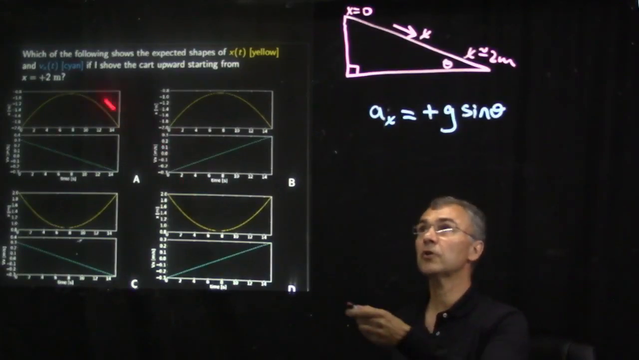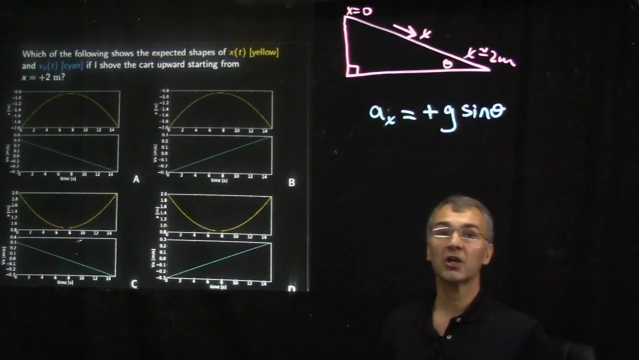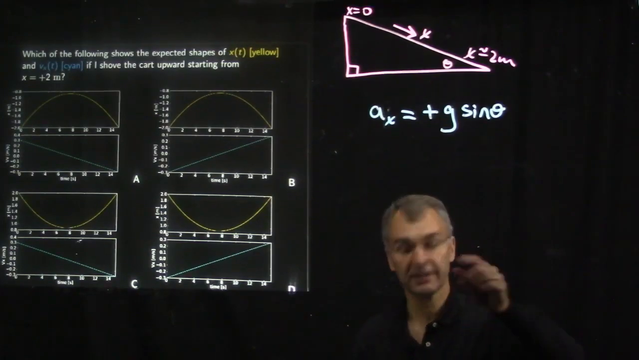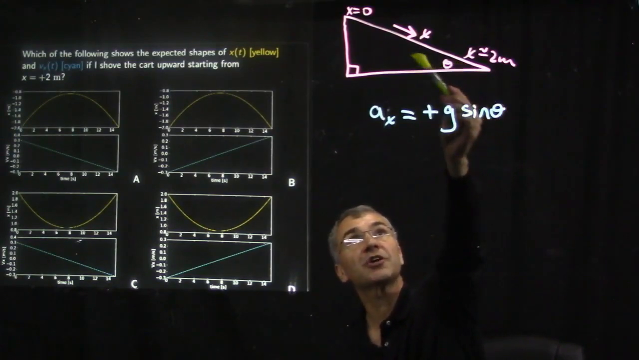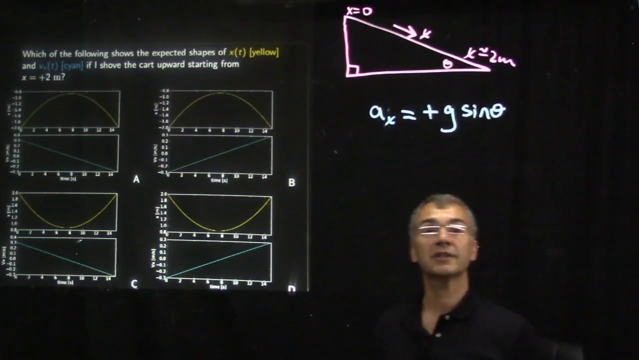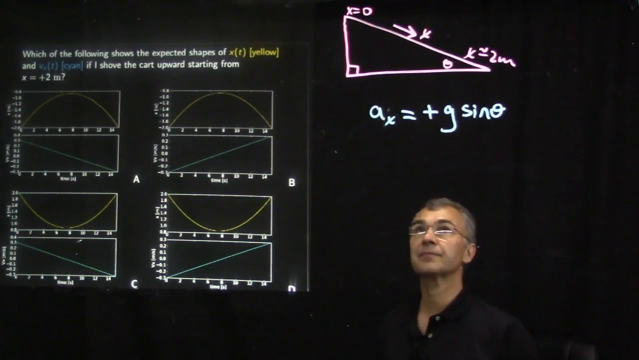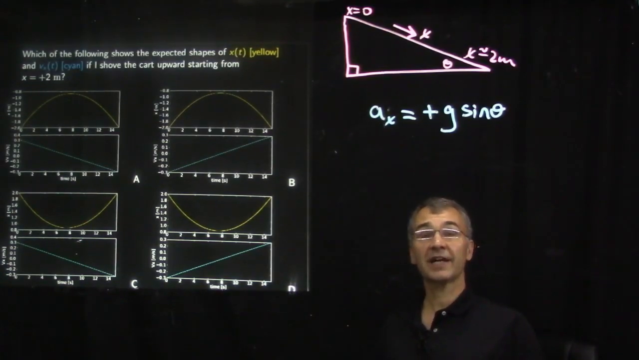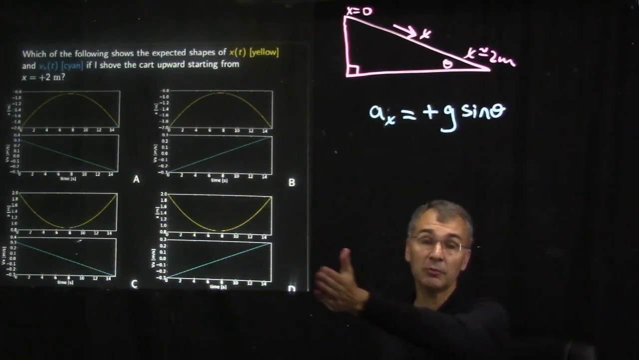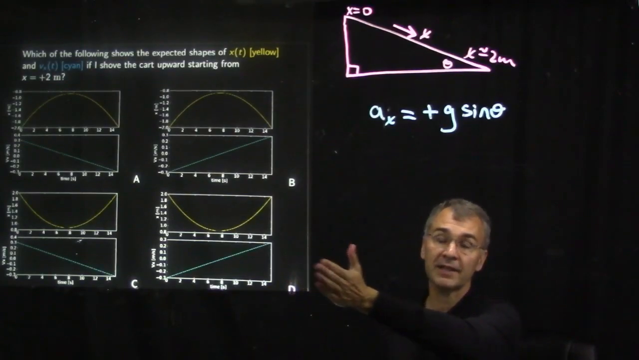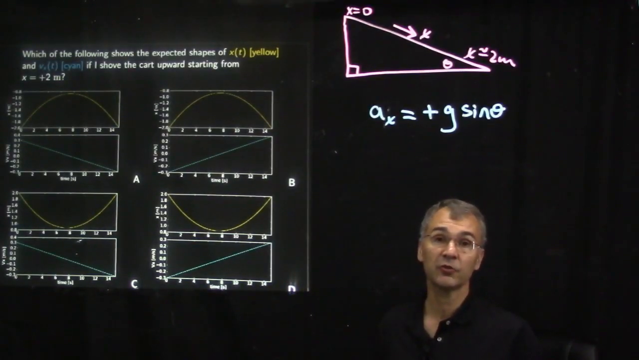Now, suppose I shove the cart upward starting from x equals 2 meters. So I start at x equals 2 meters at the bottom of the track. I give the cart an upward shove. It goes up and it turns around and it comes back down. So if we do that, then initially x is around plus 2 meters. It makes its way up almost to x equals 0, and it comes back, and at the end it's around x equals 2 meters again.